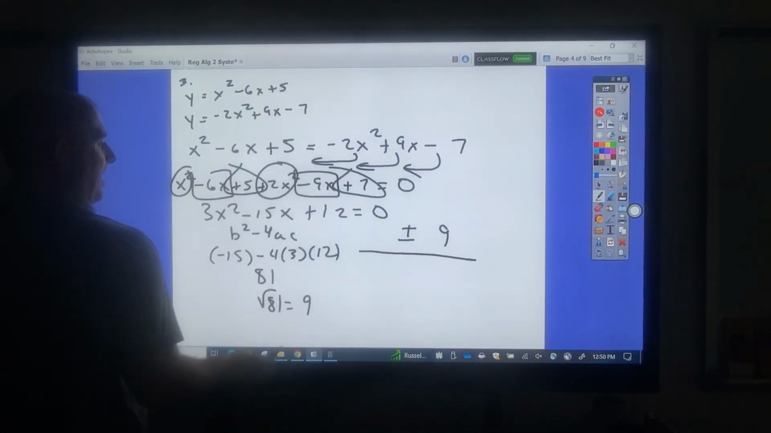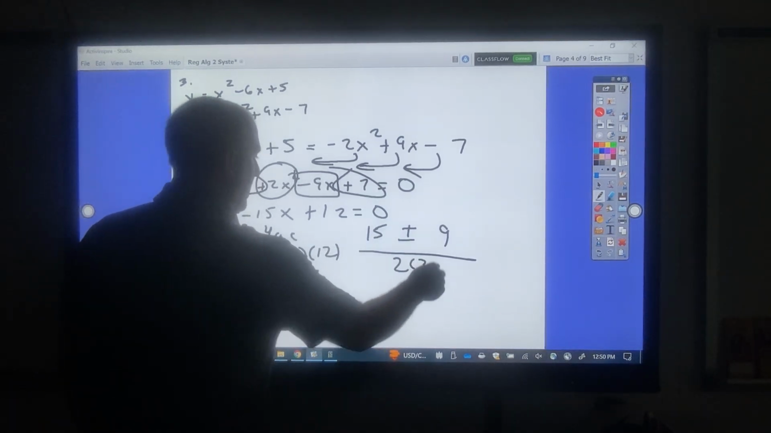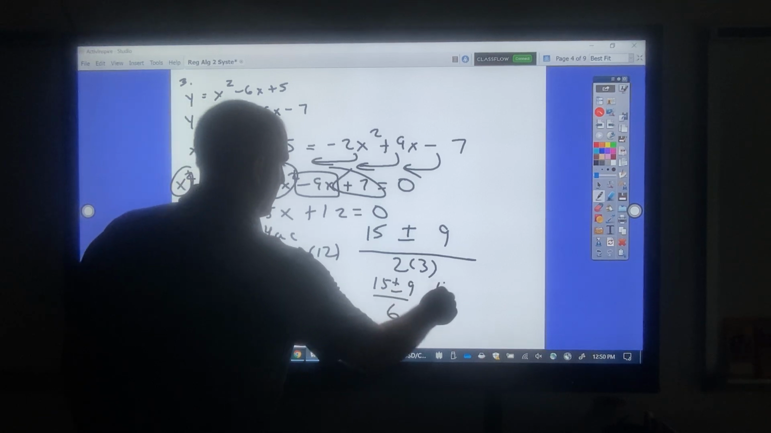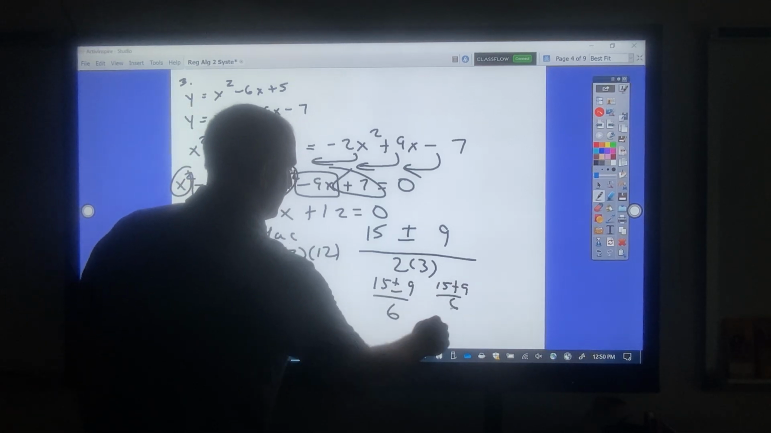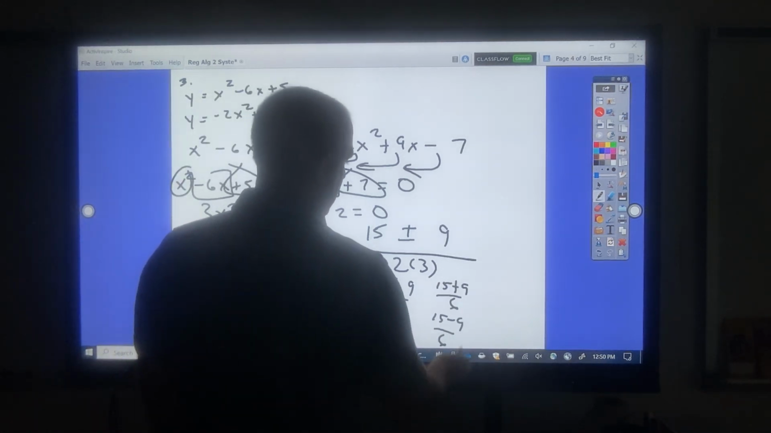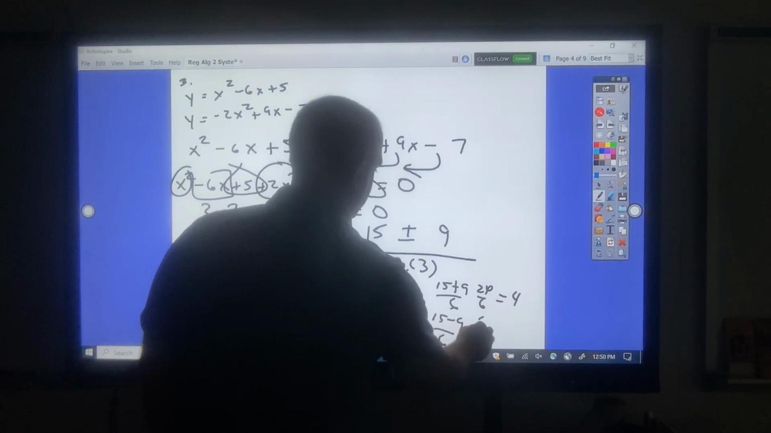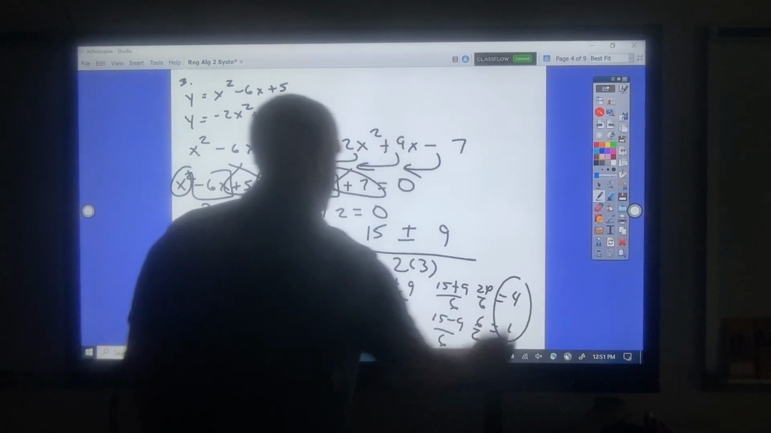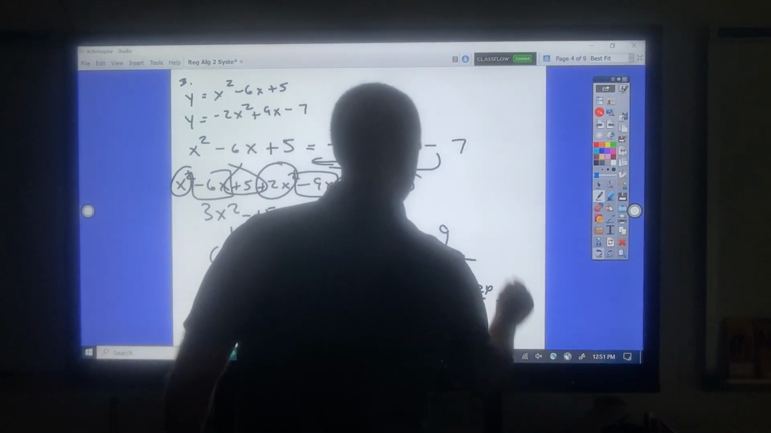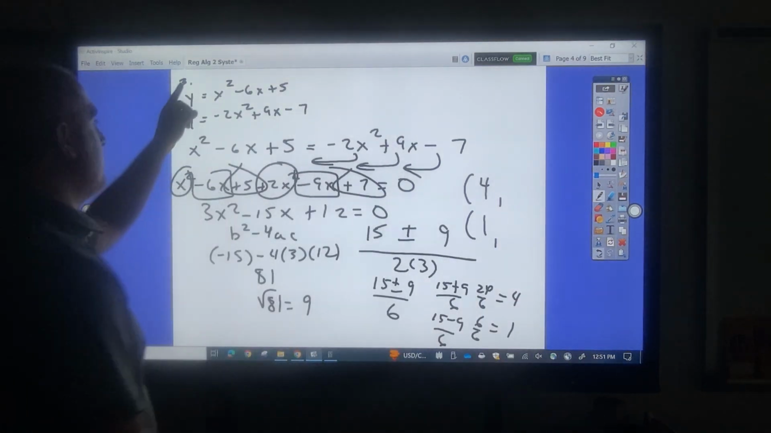What goes in this spot? The opposite of B, which is 15. And this is 2 times A, which is 3. So 15 plus and minus 9 over 6. That means 15 plus 9, then divide by 6, and 15 minus 9, then divide by 6. 15 plus 9 would be 24, divided by 6 would be 4. 15 minus 9 would be 6, divided by 6 would be 1. Those are my x values, 4 and 1. And now I'm going to put those in.